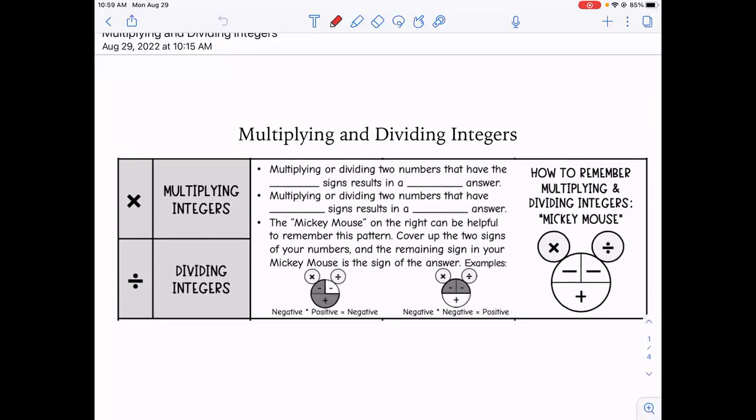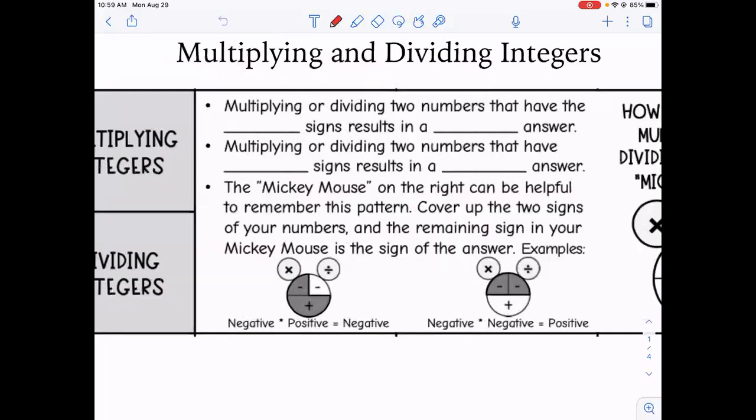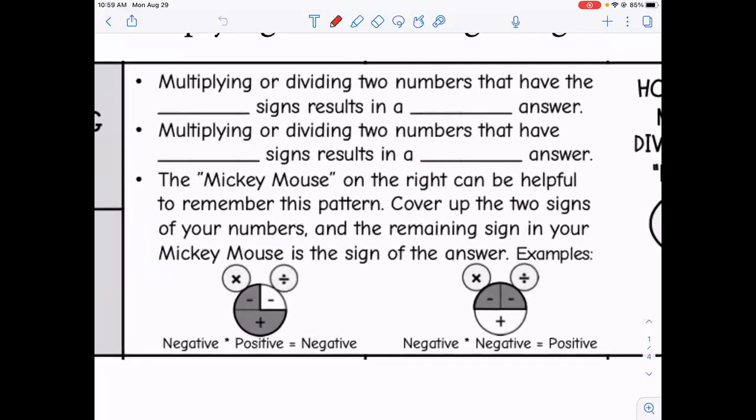So raise your hand if you can tell me what happens if we multiply or divide two numbers that have the same sign. Then our answer is going to be positive, okay? So whether we multiply or divide two positive numbers, or two negative numbers, our answer is going to be positive regardless.